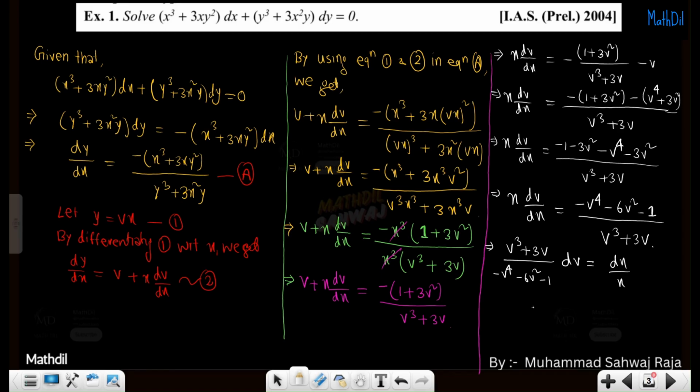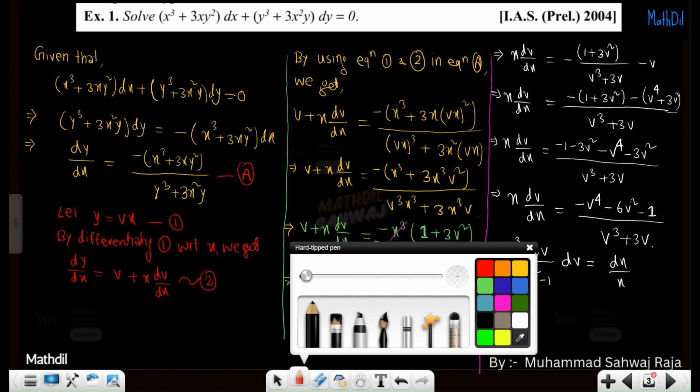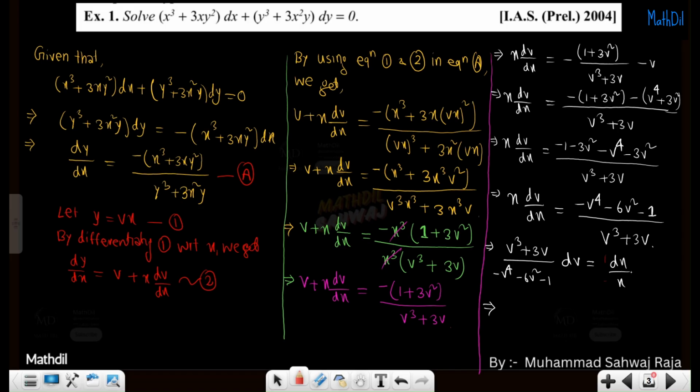Okay, now see, if we integrate this term, then it will be log x, right? And what about this one? How can we integrate it? So students, see, here is my minus v to the power 4 minus 6v square minus 1, right? And in the numerator there is v cube plus 3v, right? So if we take differentiation of it, then can we get this one or not? Or is there any other term which is missing here?